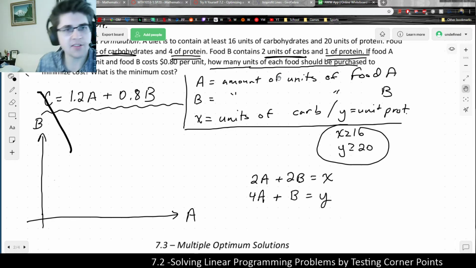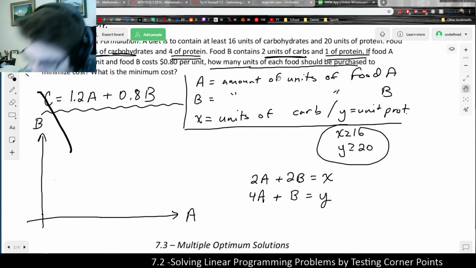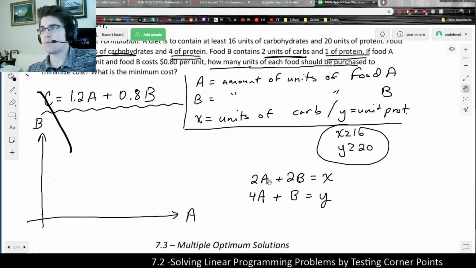And when I add all that together, that's going to give me the net protein in my diet. So I could think of these equations as: this is how much carbs I'm going to get in total, and this is how much protein I'm going to get in total. But the last thing that I also know is that I need at least 16 units of carb in my diet, and I need at least 20 units of protein.